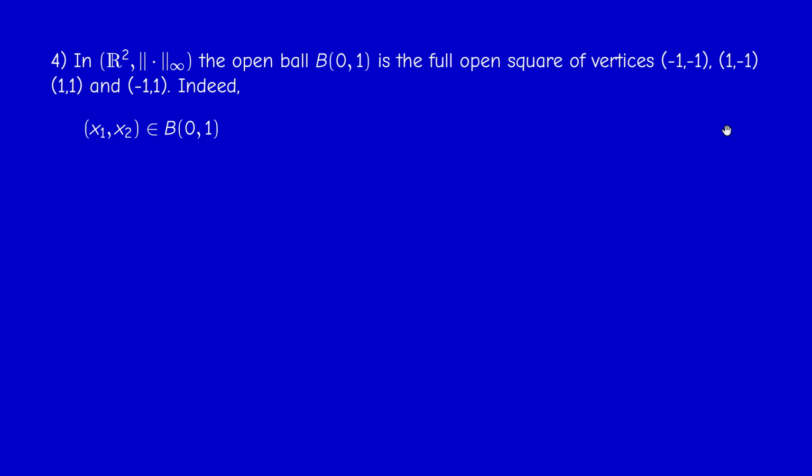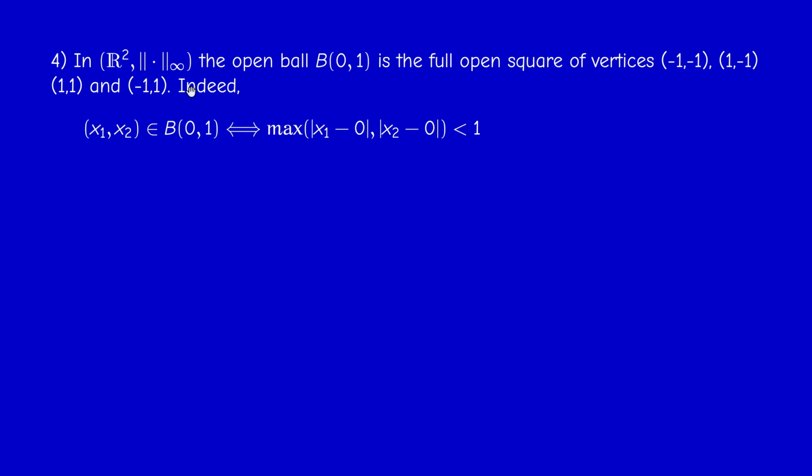So just by equivalence, x1, x2 belongs to this ball. Because we are working in R2, it's a couple, a couple of numbers x1, x2 belonging to this ball. I go back to the definition: the distance between x1, x2 and the center, which is 0, 0, is less than 1.